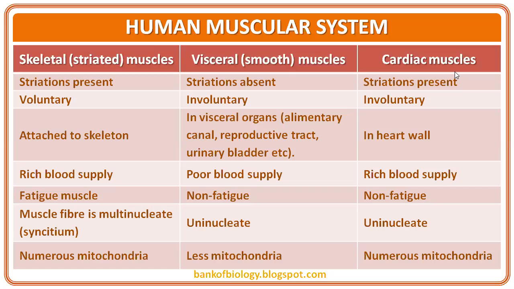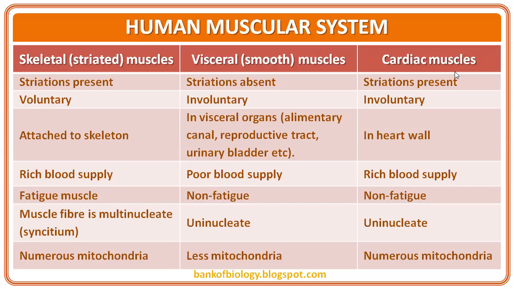Okay. Next, the skeletal muscles are attached to the skeleton. Rich blood supply you will find for both skeletal and cardiac. You should see this in the form of combinations. We'll have combination questions there. So rich blood supply means both skeletal and cardiac. Poor blood supply: visceral. Undergo fatigue: only skeletal muscle. Visceral and cardiac muscle, you don't find any fatigue. Multinucleate condition you'll find in skeletal muscle. In general, visceral and cardiac are uninucleate. Numerous mitochondria are the combination of cardiac and skeletal.